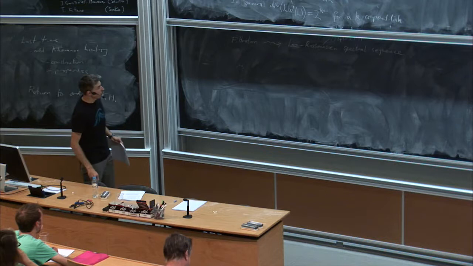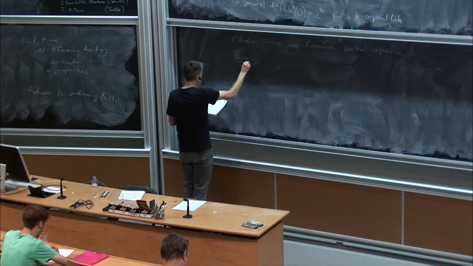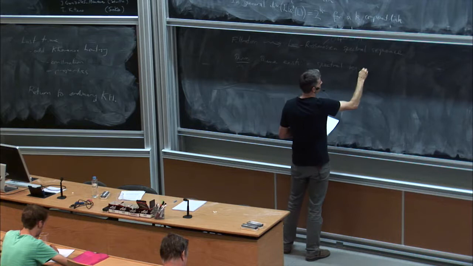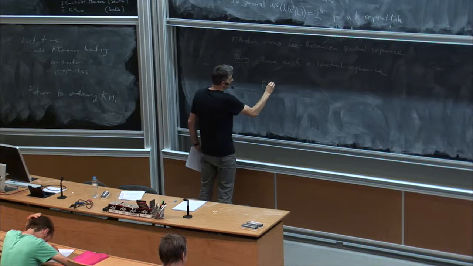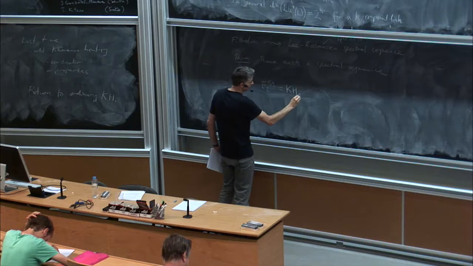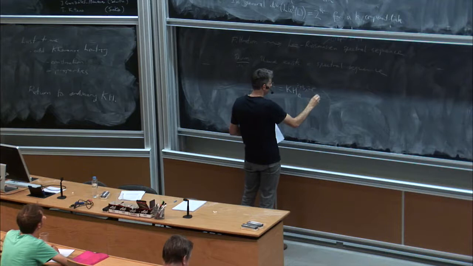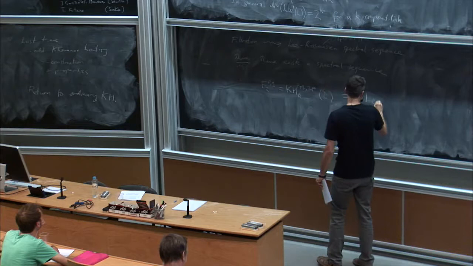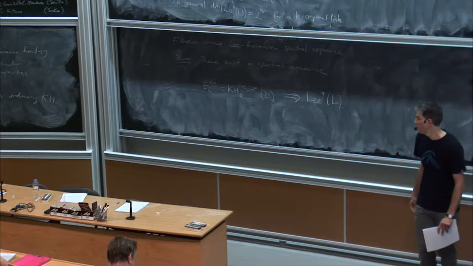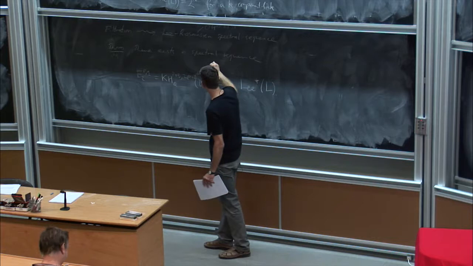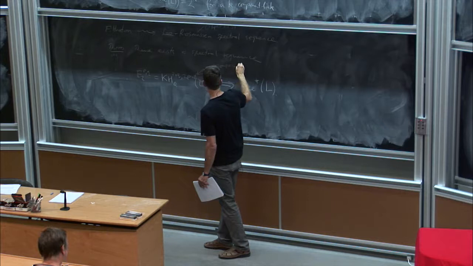So the statement of the existence theorem for the spectral sequence is this. There exists a spectral sequence whose E2 page is given by, well, everything's rational, so rational Khovanov homology, and it converges to the Lee theory. Now, maybe this is plus gamma, where gamma is the mod 2 number of components of L. So this is the number of components mod 2.